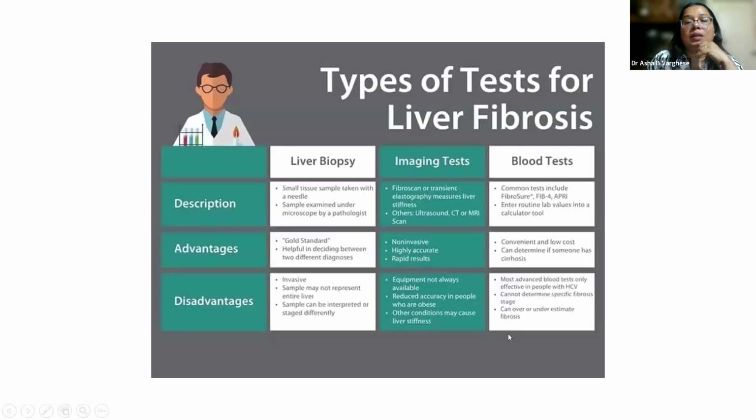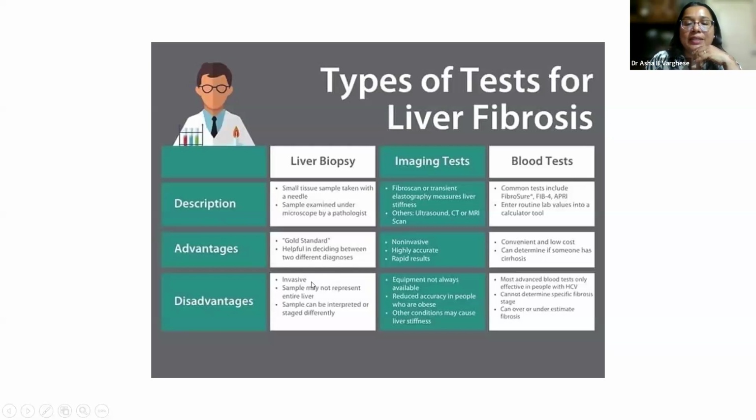Tests for liver fibrosis. One is liver biopsy. A small tissue sample is taken with a needle and examined under a microscope by a pathologist. Advantages: it's the gold standard, and helpful in deciding between two differential diagnoses.